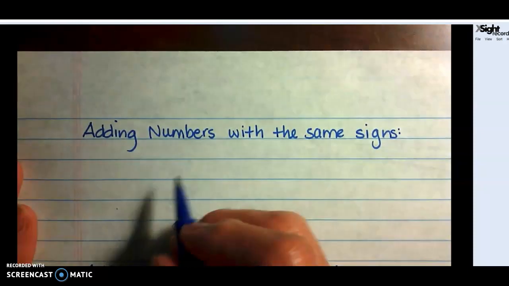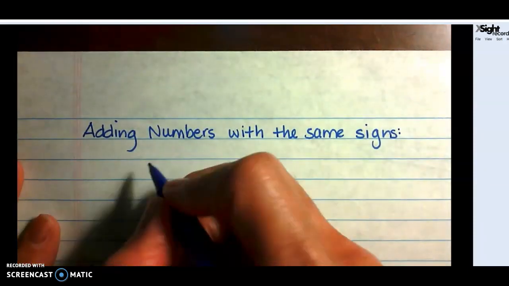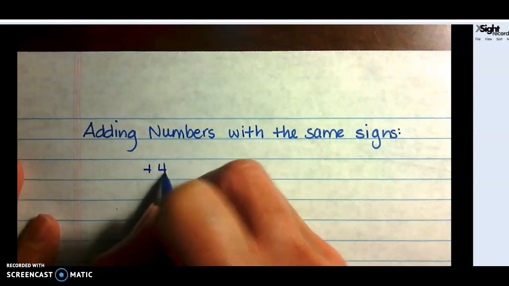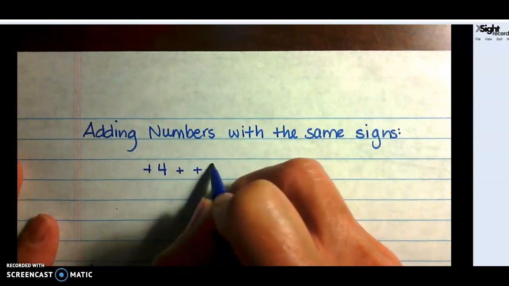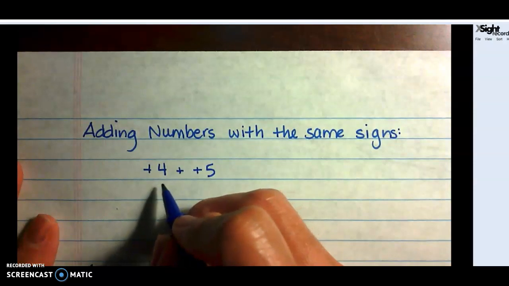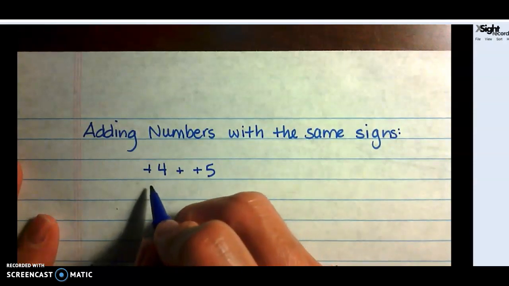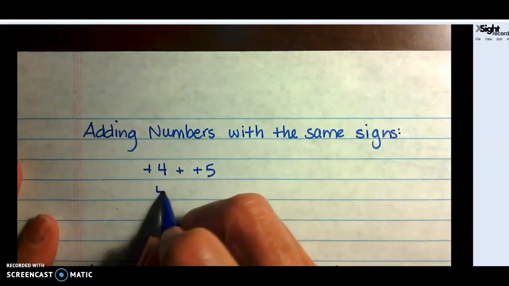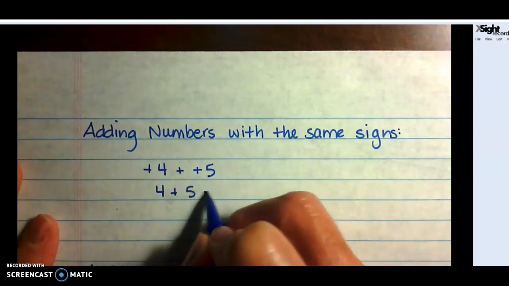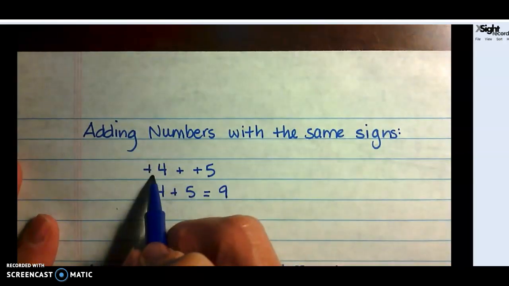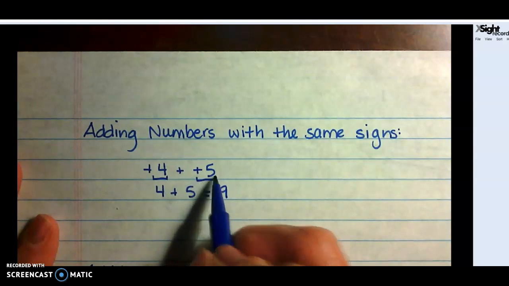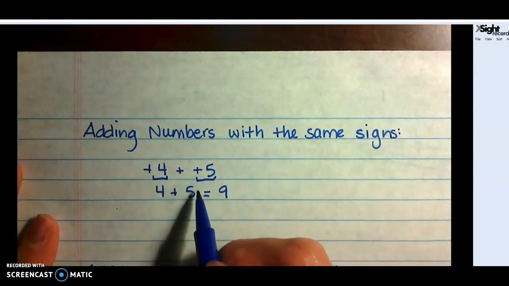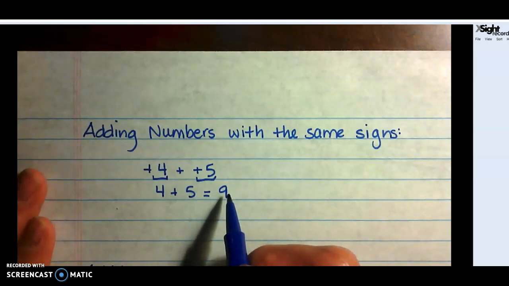For example, when we're adding numbers with the same sign, for example, positive 4 plus positive 5, this is the same thing as what you've been doing since probably first or second grade. 4 plus 5 is equal to 9. Both of these terms have positives, so I add the numbers together and I get a positive 9.